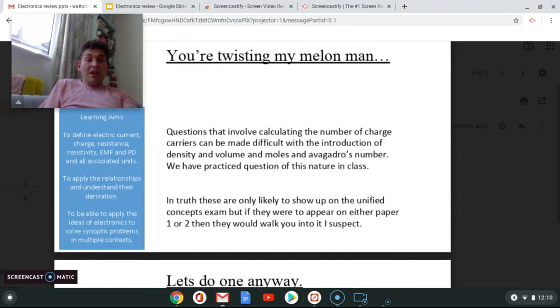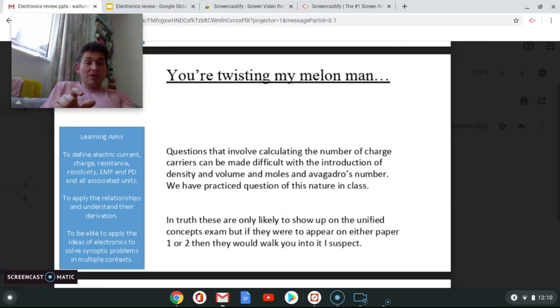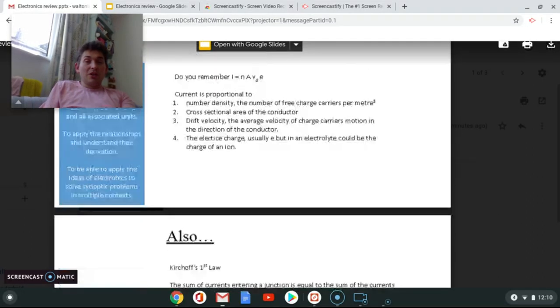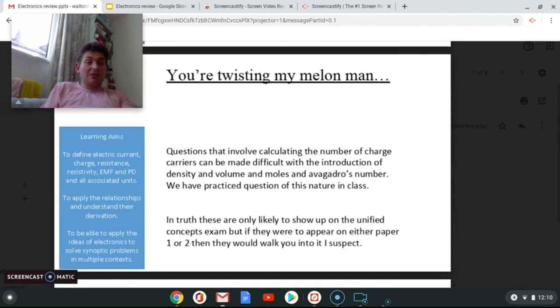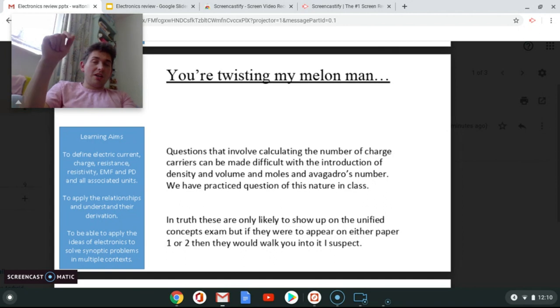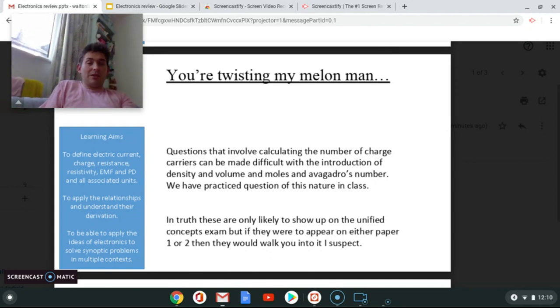Now, it can get a little bit difficult when you merge these ideas, where you can think about, for example, the number of charge carriers. You can merge that with the ideas of density, volume, and Avogadro's number. And we have practiced those in class, haven't we? Where it's like, ooh, here's copper. Copper has a molar mass of 65. I think it's 65. And then it's got a density of a lot. Determine some factors about it, right?